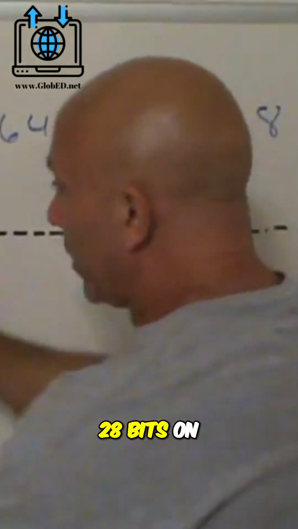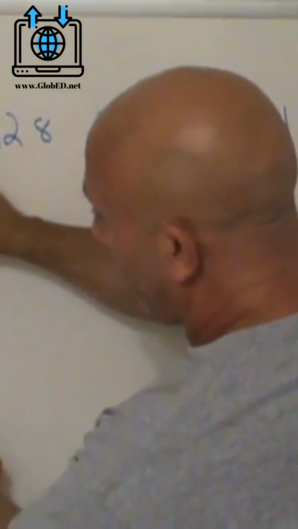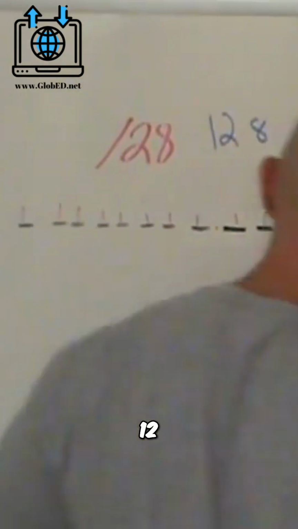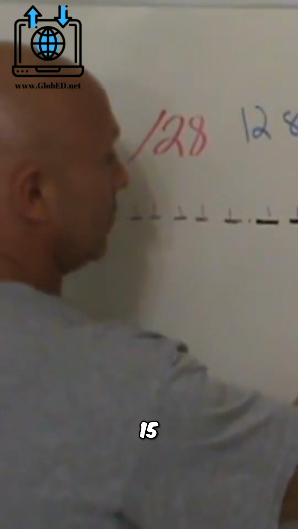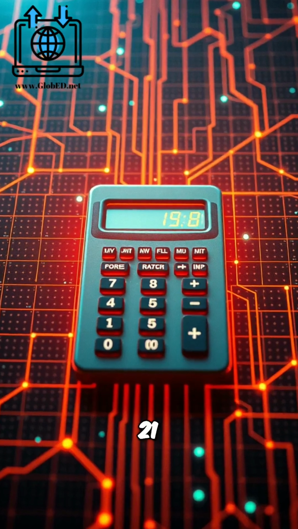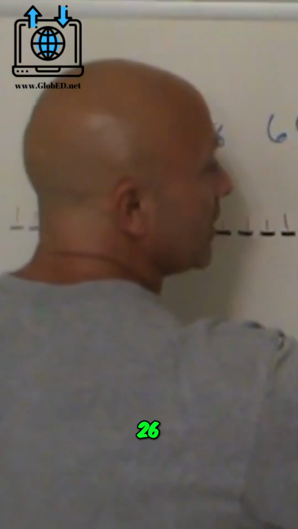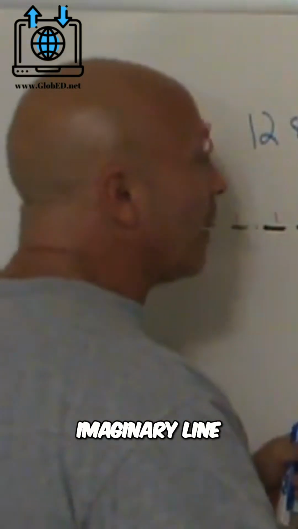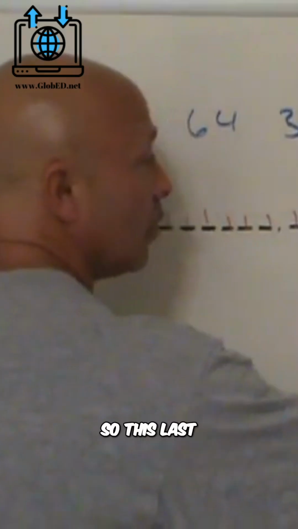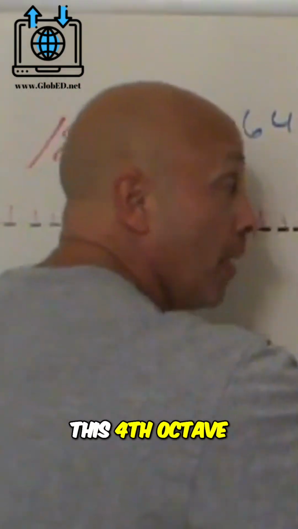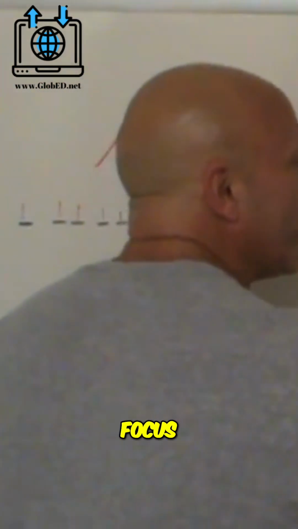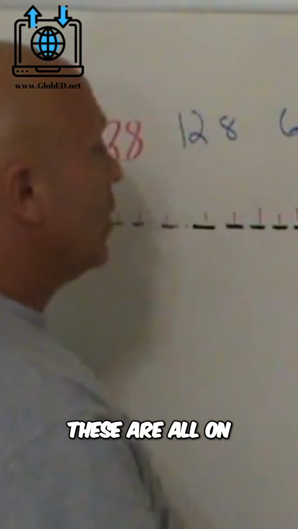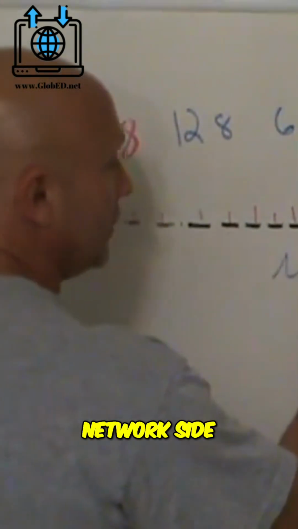CIDR, C-I-D-R, 28. What does that mean? It means you got 28 bits on. That means 1, 2, 3, 4, 5, 6, 7, 8, 9, 10, 11, 12, 13, 14, 15, 16, 17, 18, 19, 20, 21, 22, 23, 24, 25, 26, 27, 28. And then the rest are off. So your imaginary line is right here. This last octet, this 4th octet, is where your focus is at. Everything this way is the network. You can't mess with these. These are all one. So this is your network side.